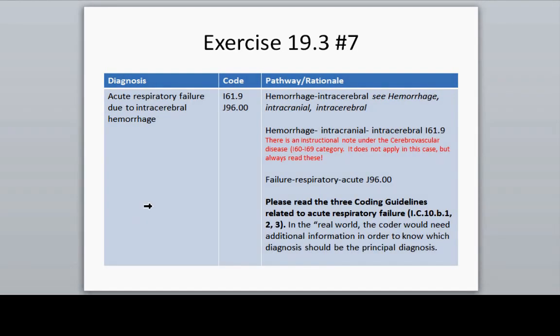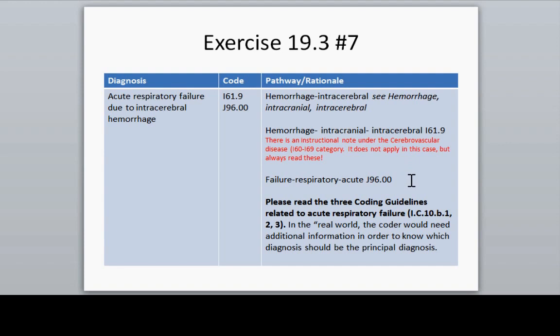19.3 number 7, acute respiratory failure due to intracerebral hemorrhage. I showed you my pathways here, and you see the first time you look it up, it takes you to a different path, hemorrhage intracranial intracerebral. And then when you go here, you get to I61.9, and there is an instructional note under this category, but it doesn't apply to us. I just want to bring to your attention to always look for those.